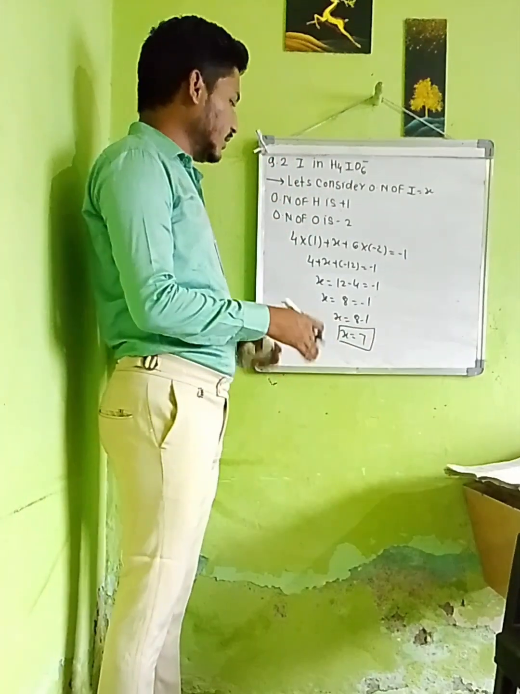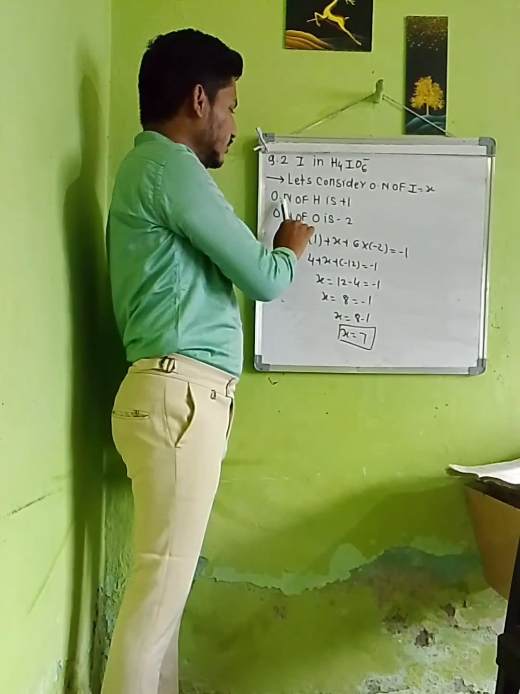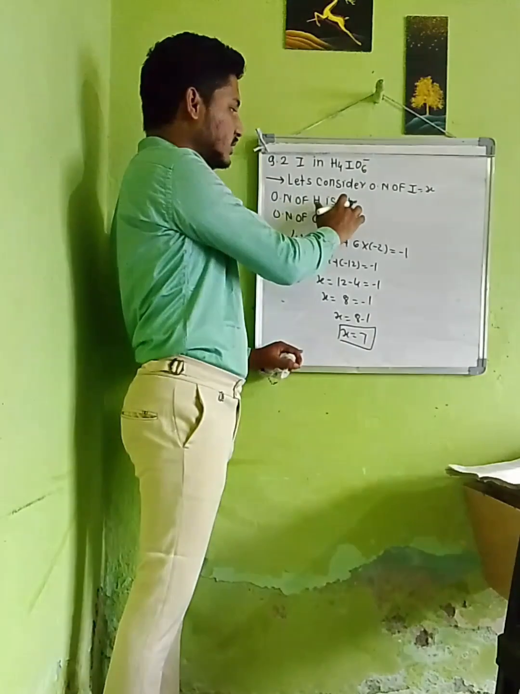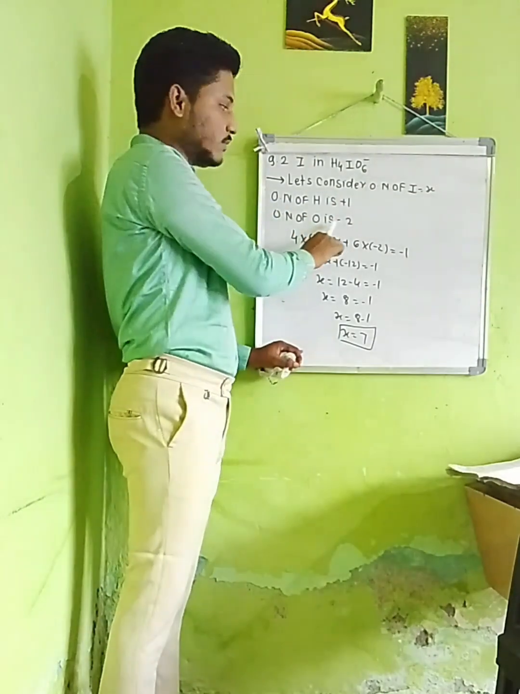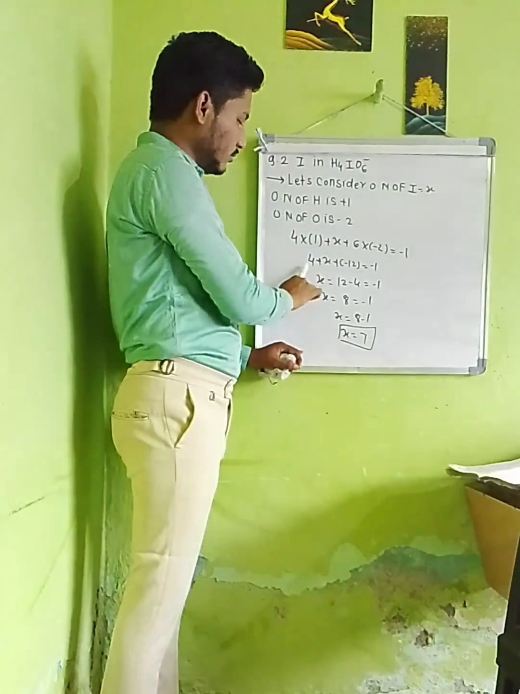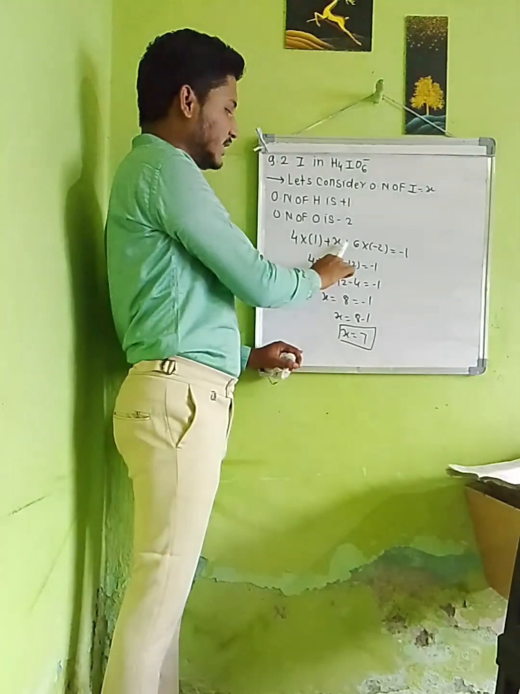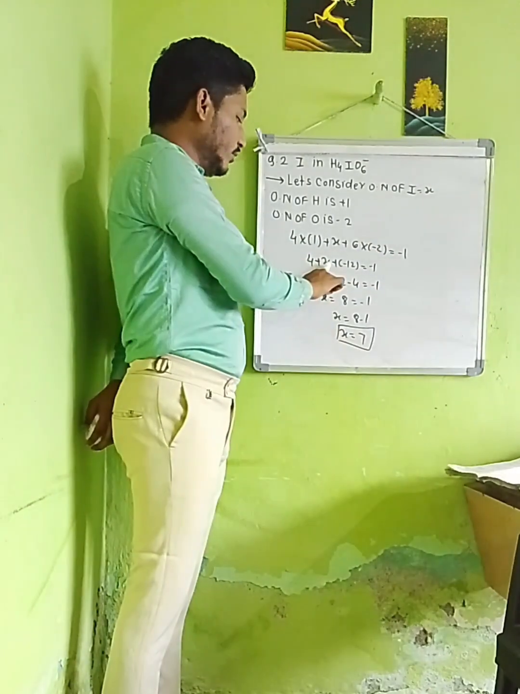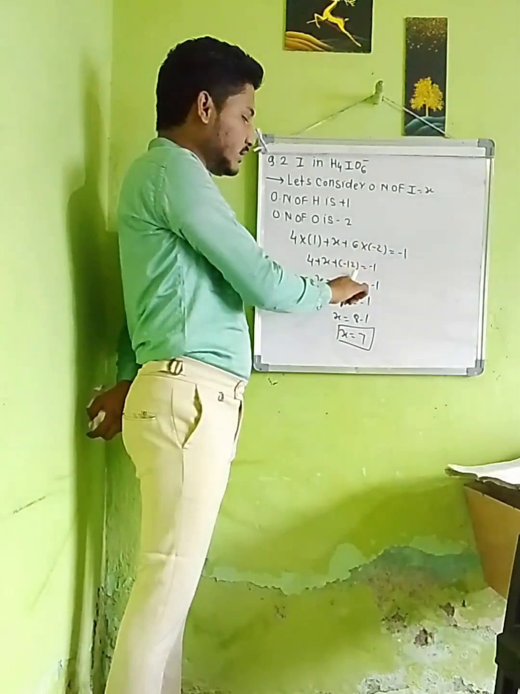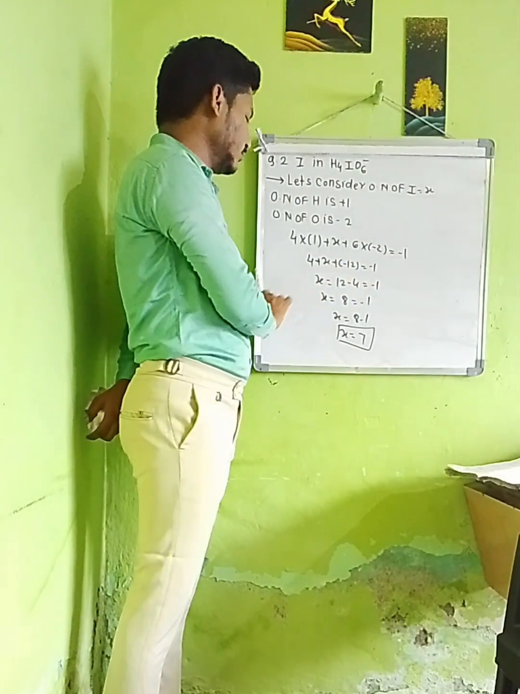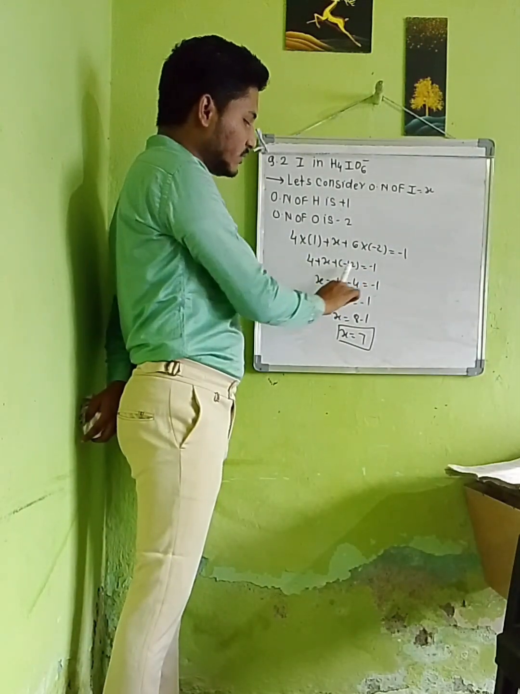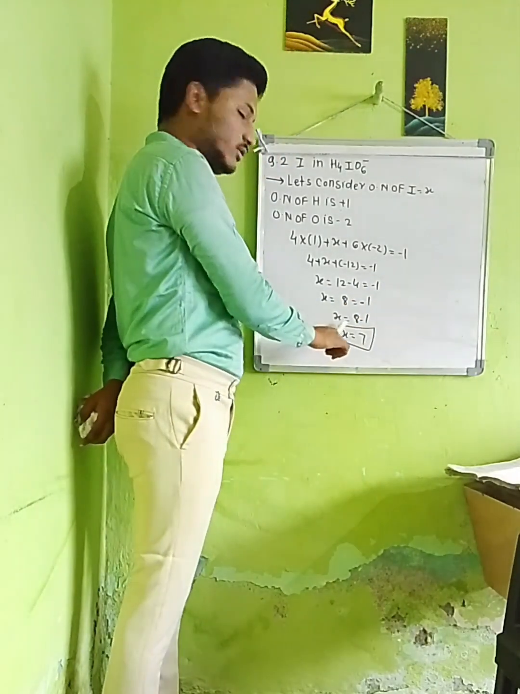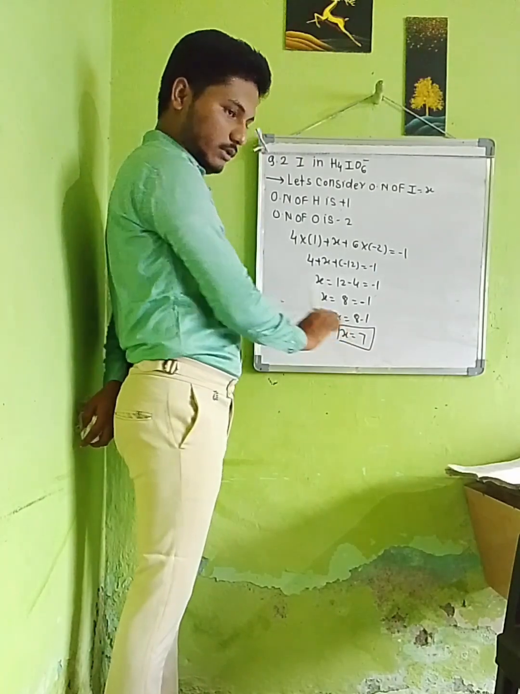Let's again revise this. First take the values: oxidation number of hydrogen is +1, oxidation number of oxygen is -2, and put these values. 4 into 1 plus x plus 6 into -2 is equal to -1. So 4 plus x, 6 into 2 is 12, minus 12 is equal to -1. X is equal to 12 minus 4 is 8, and then -1 is the charge, and x is equal to 8 minus 1, so x is equal to 7.